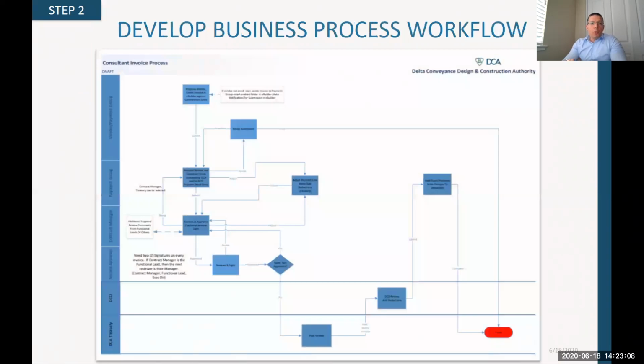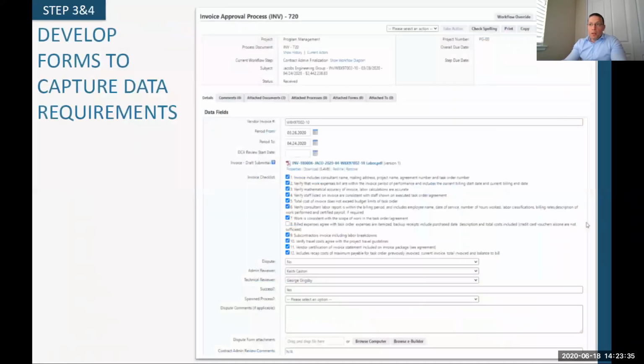So this slide shows you an example of a business process workflow and how it is developed. This is the invoice processing, and it includes a description of each of the steps in the process. On the left-hand side, the swim lane shows the responsible party for each activity. So that's just to give you a sample of the workflows. Next slide, please.